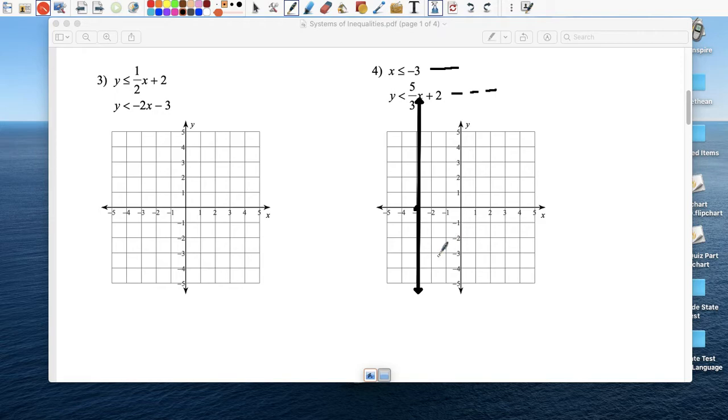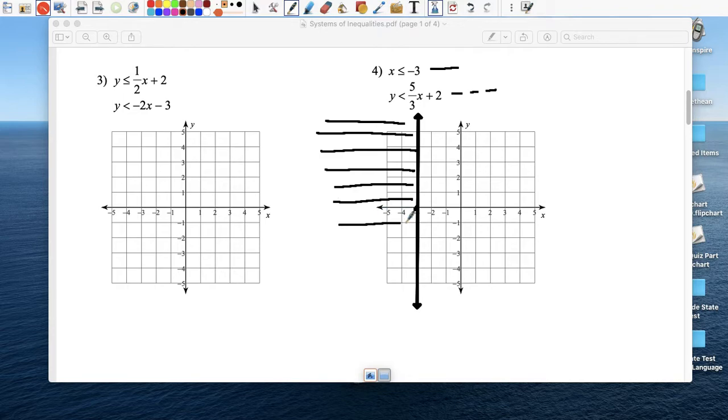So I want the side where the x values are less than negative 3, and that side is definitely this side. Everything here, if you pick any point here, the x value is going to be less than negative 3. Okay, so neatness matters. Try to be neat. Second inequality, y is less than 5 over 3x plus 2, dashed line, and we're going to do positive 2. There's my y-intercept.